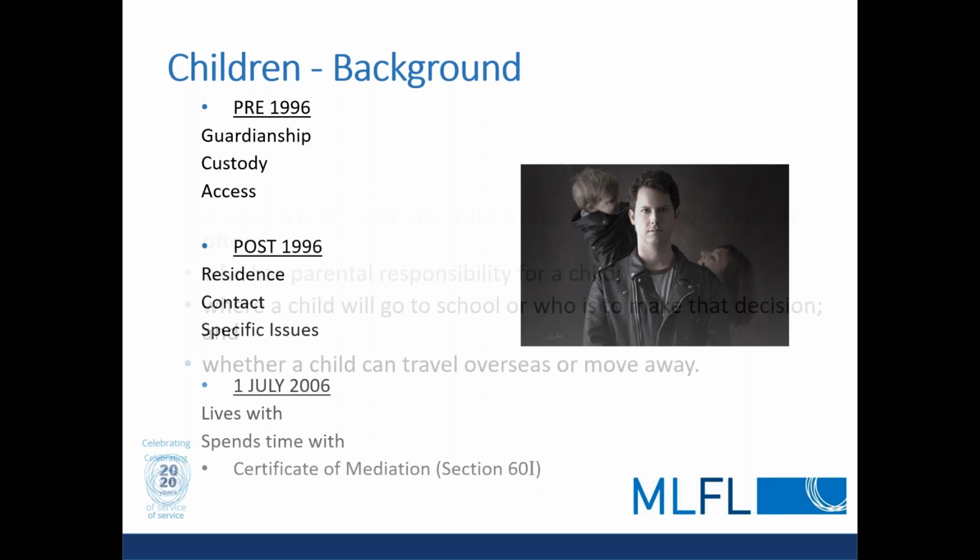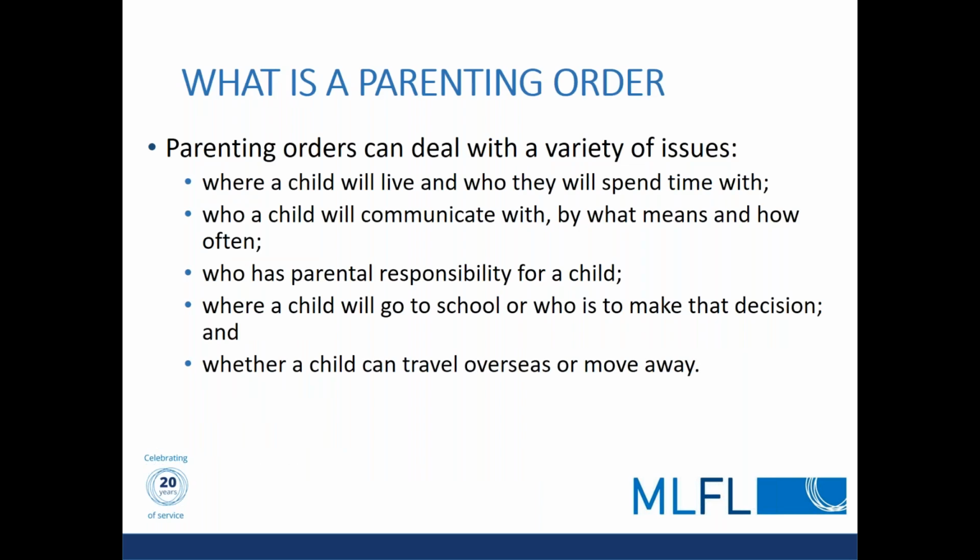So what is a parenting order? A parenting order can deal with a whole host of issues. Probably the main one, though, is where a child will live and who they will spend time with. It can also deal with how a child will communicate with the other parent. For example, telephone communication, or will there be Skype time or FaceTime? And who has parental responsibility for a child?